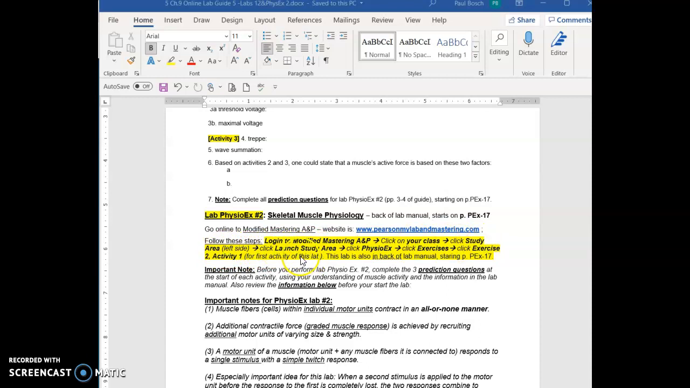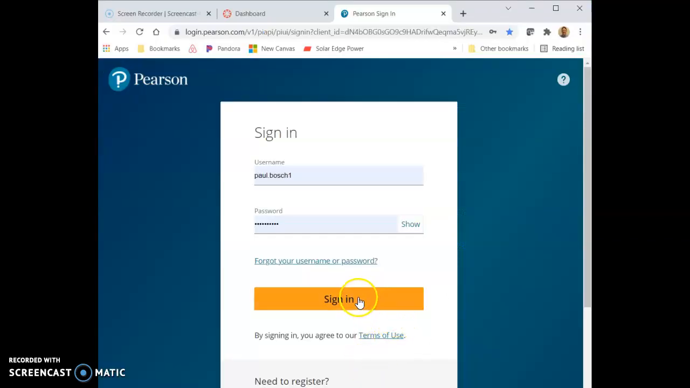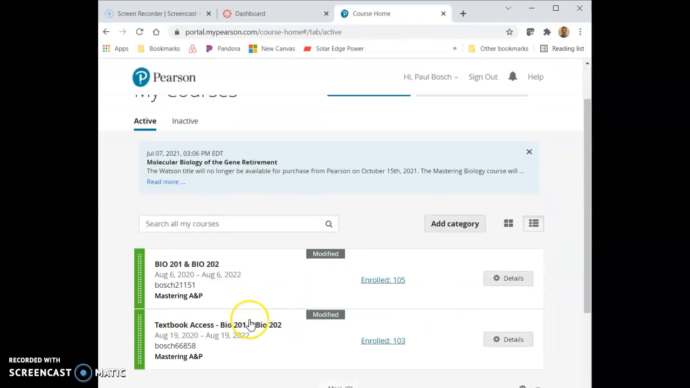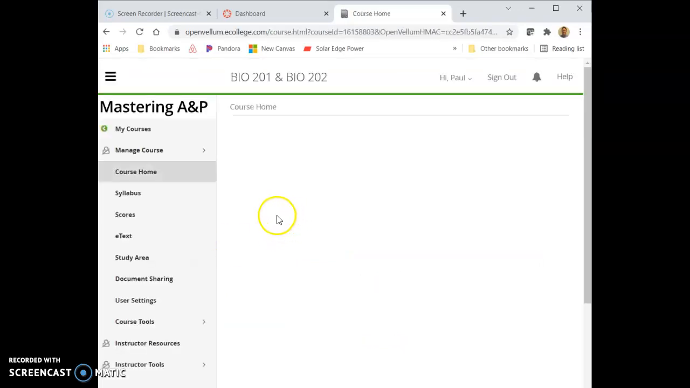So I'm just going to kind of start off with this for you to see how this works. So you sign in to your Modified Mastering, and then you have either one of these courses. It depends how you got the access card. I'll just use the first one. This is the access from your lab manual. This is access from your textbook. I wish it was all the same, but you get to the same place. You get to this Modified Mastering course.